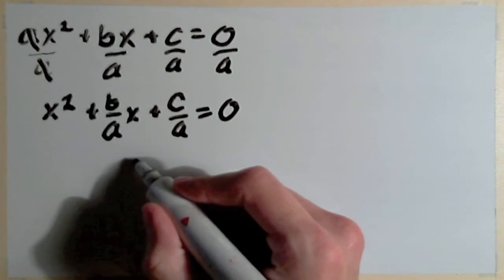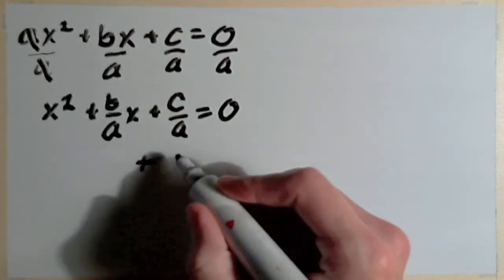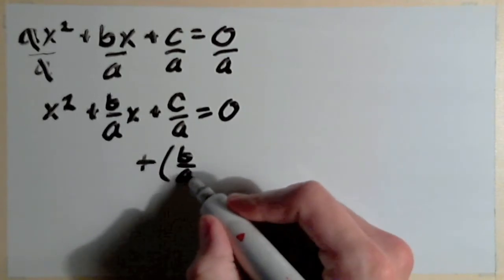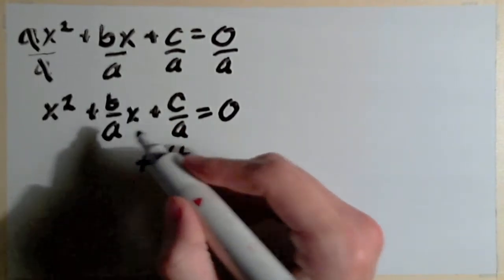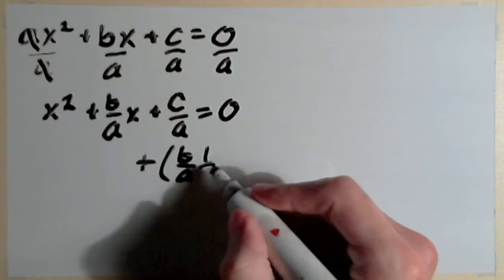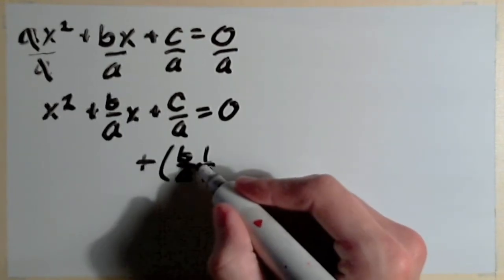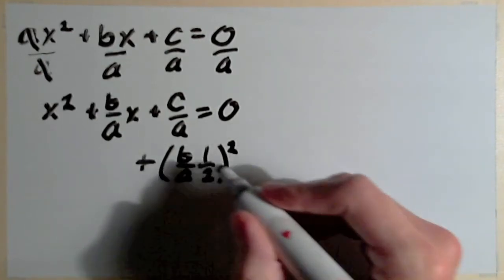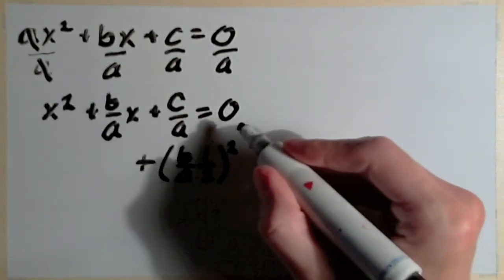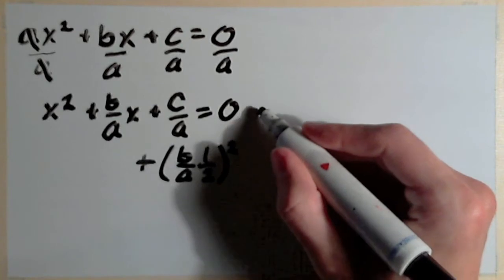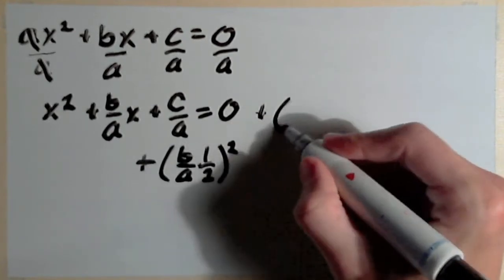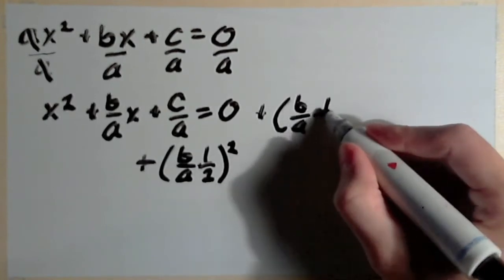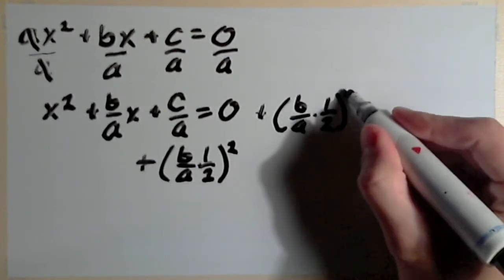So we're going to actually add the coefficient of the middle term, which is b over a. We're going to divide that by 2, which is the same thing as multiplying by 1/2. We're going to square that. And that's added to this side, but we're also going to add that to this side. So b over a times 1/2 squared.